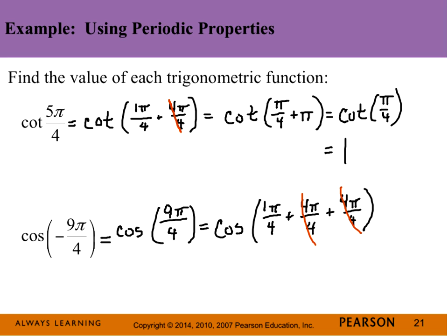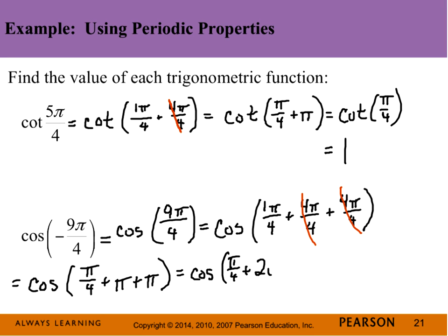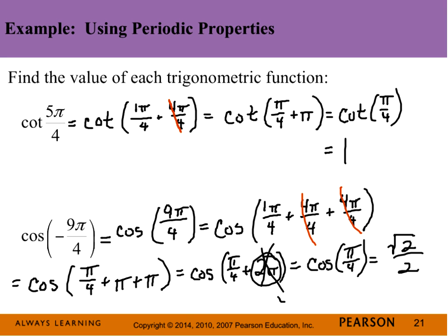So what I've actually added on there, I have the cosine of pi over 4 plus pi, which is the cosine of pi over 4 plus 2 pi. There's your period right there. So I really don't need that because I know I end up at the same place. So this is the same exact thing as the cosine of pi over 4. And once again, we found earlier that that's the square root of 2 over 2. Are y'all good with using those periodic properties?